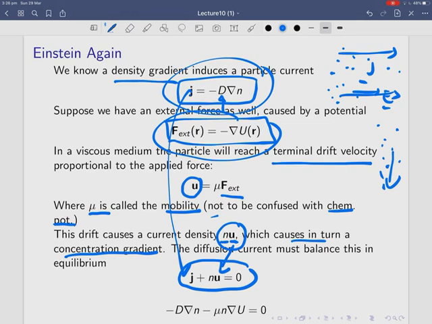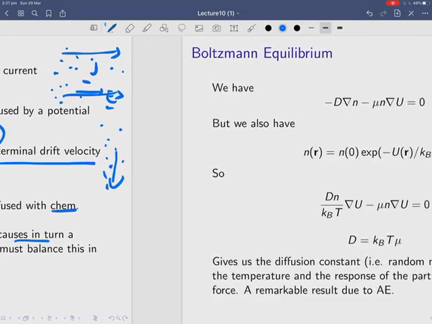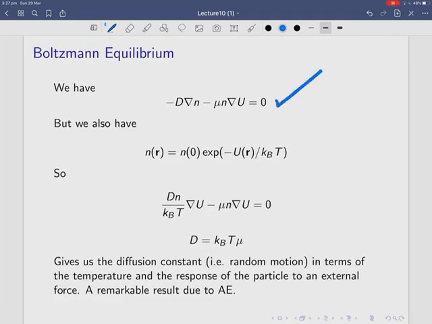So we can put these two equations together with our formula for J, for diffusion, and for the particle current drift. Those two things together must be 0. Okay, so we get that equation there.